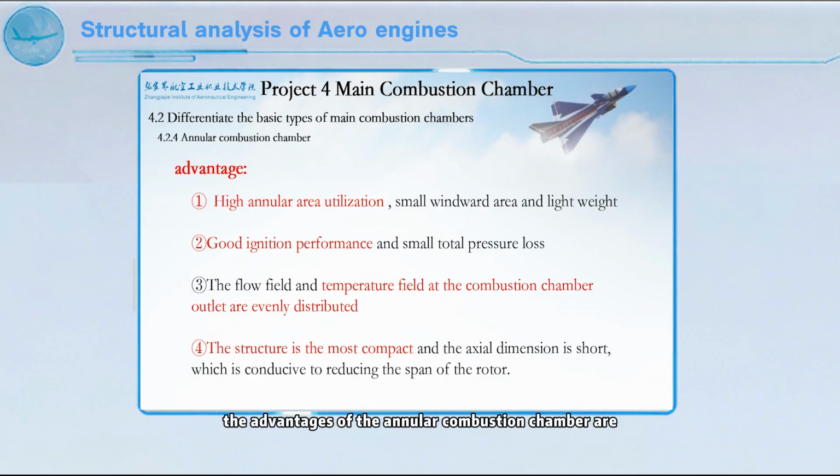The advantages of the annular combustion chamber are: first, the annular combustion chamber has a high utilization rate of the annular area, a small windward area, and a light weight. Second, the ignition performance is good and the total pressure loss is small. Third, the flow field and temperature field at the combustion chamber outlet are evenly distributed. Fourth, the structure is the most compact and the axial dimension is short, which is conducive to reducing the span of the rotor.